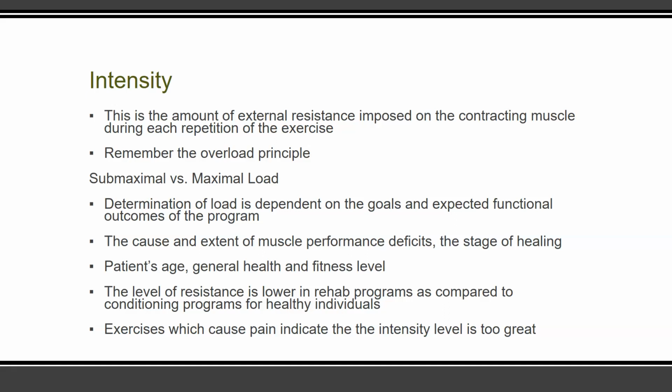So this is where we start to think about maximal versus submaximal loads. Now, what do I give? How do I ensure that I'm getting a good adaptive reaction without causing any kind of injury or making them work too hard? Well, the first thing in terms of deciding whether it's submaximal or maximal goes all the way back to things I've said a couple times now. This is the goals and expected functional outcomes of the program.